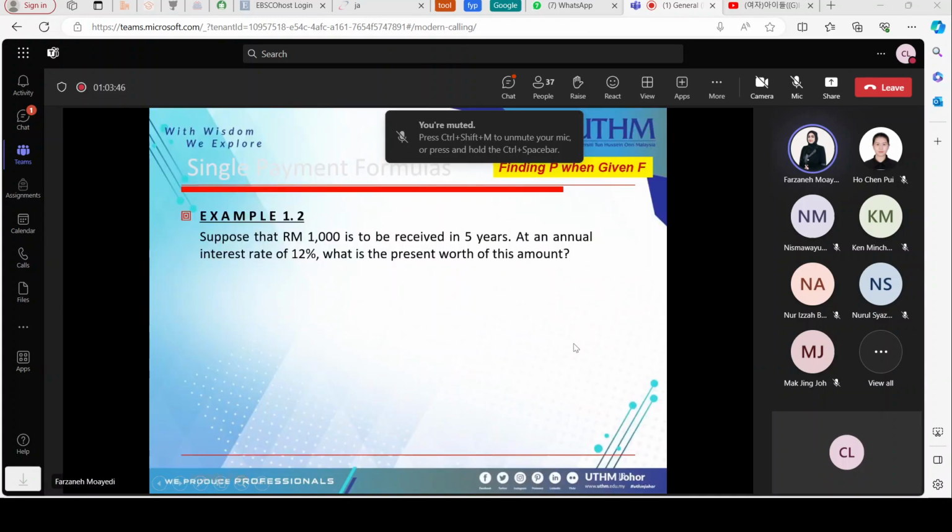Okay, so another example. This should be much easier. Suppose that 1,000 is to be received in 5 years. So we have 1,000 to be received in 5 years.